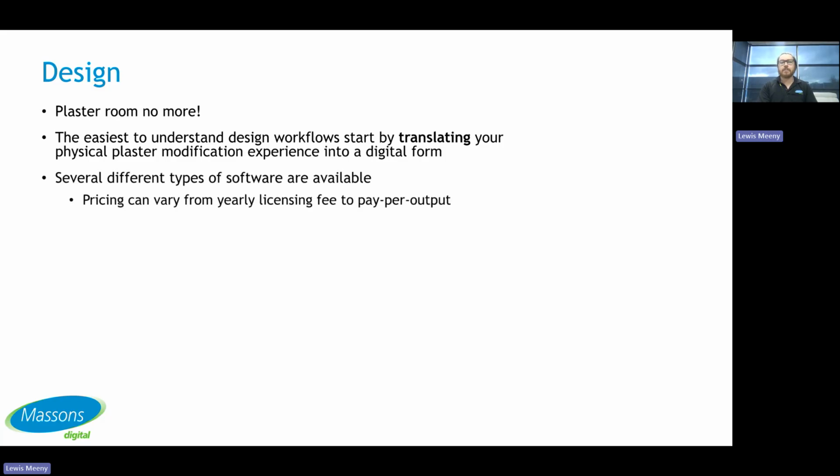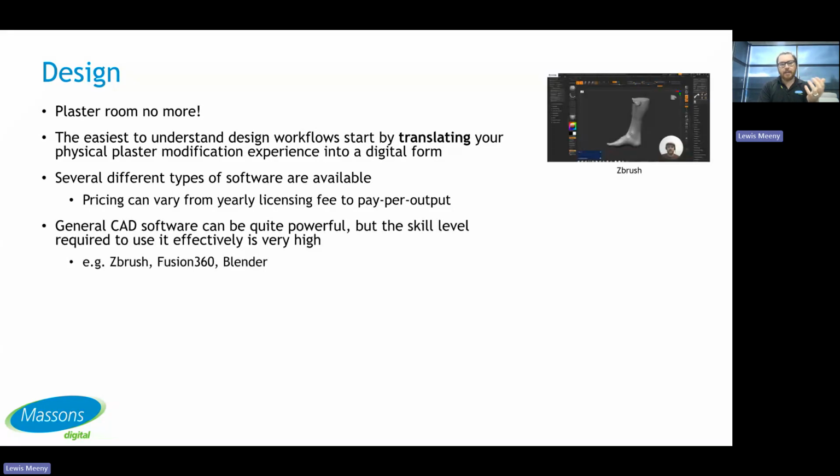There's several different types of software you can use, and they could be yearly licensing fees, pay per output, or anything in between. There should be an option that best matches your needs and your budget. Normally, pay per output is very useful, especially on a lower volume, versus yearly licensing can become quite cost effective if you have the volume to back it up. So there's sort of three main types of software that I'd like to touch on. We've got a general CAD software, so stuff like ZBrush, Fusion 360 or Blender.